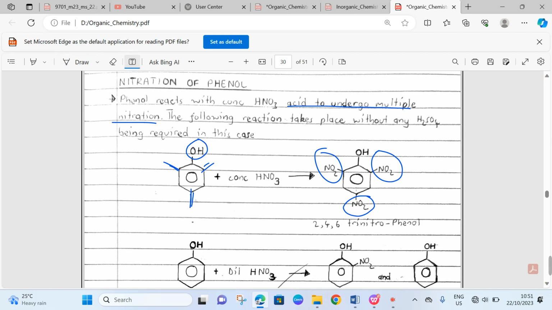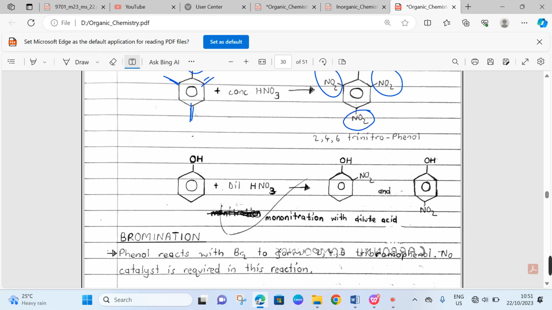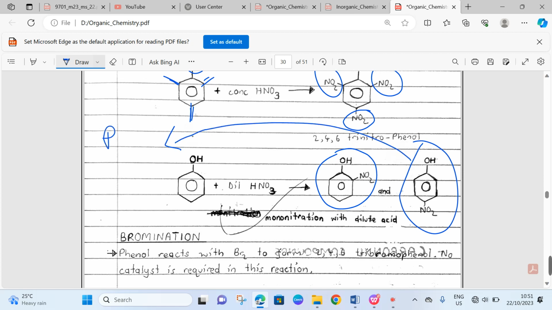But on the other hand, if you use dilute nitric acid, mononitration takes place. The mononitration takes place on the ortho and para positions only. Either you produce this one or this one. But it's usually the case that the para position is most stable, so you have more of the para substituted compound than the ortho substituted compound.